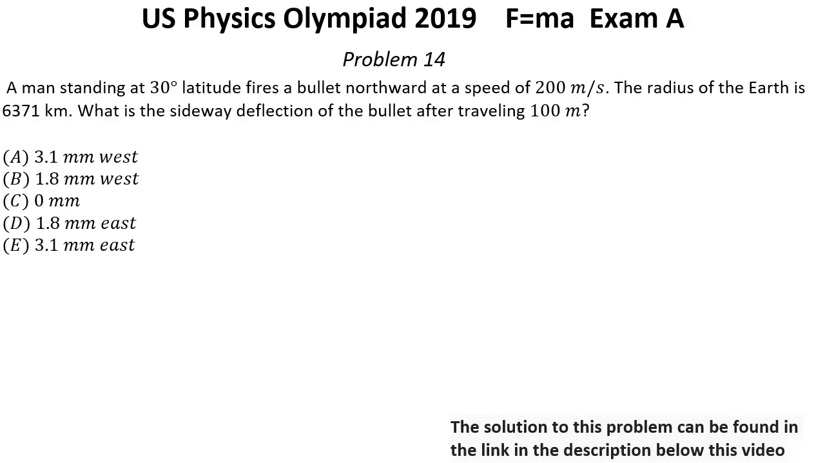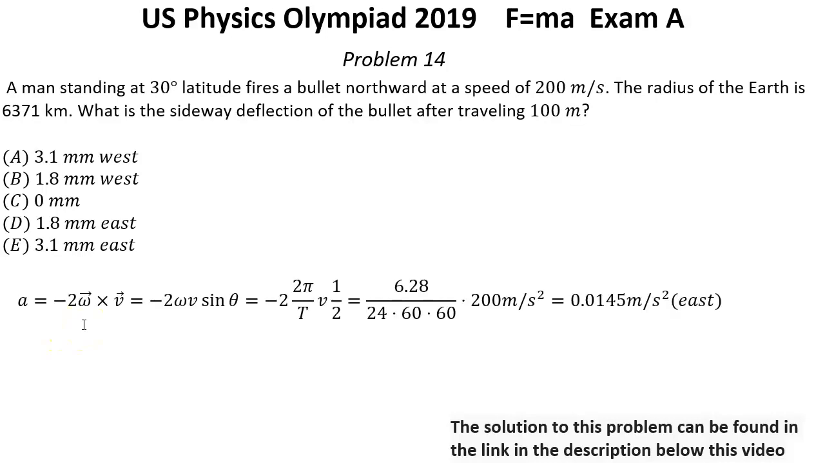Here we have deflection due to the Coriolis force due to rotation of the Earth. And this Coriolis force equals the cross product of negative 2 omega with the velocity of the bullet, which is minus 2 omega v sine theta, where theta is latitude 30 degrees. The 2 and the sine theta, which is 1/2, cancel, and finally we have this result, which is 0.0145 meters per second squared. That's the acceleration due to the Coriolis force to the east.